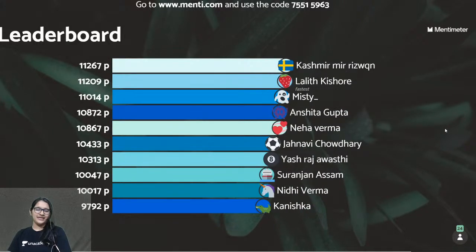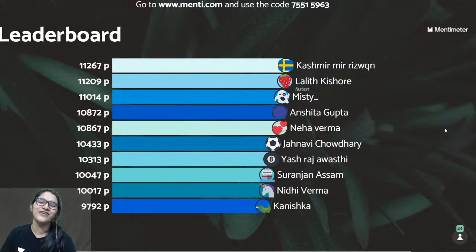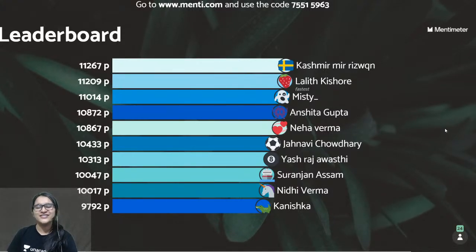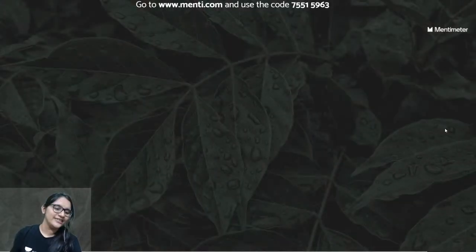Okay, now is the race to be on the first, because the last 2 questions are going to decide your fate. So we have Kashmir, Lalit, Mishti, Anshita, Neha, Janvi, Asha, Javasti, Suranjan, Nidhi, and Kanishka are the top 10 on the leaderboard.